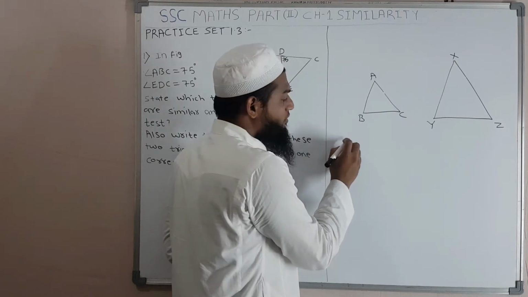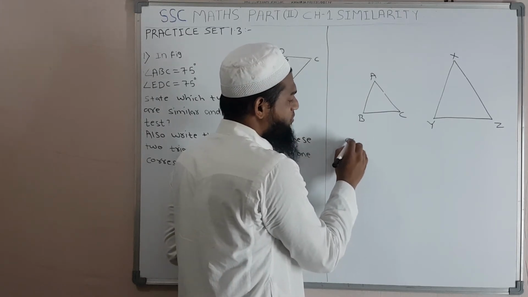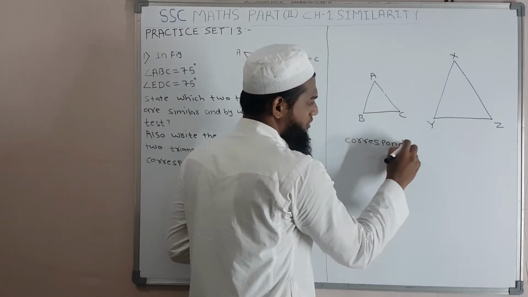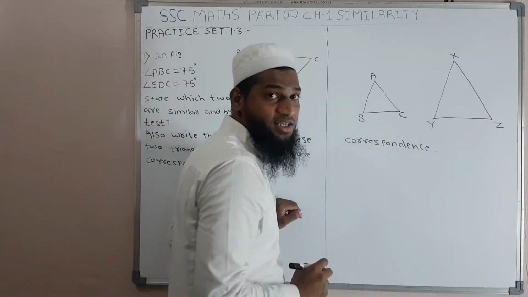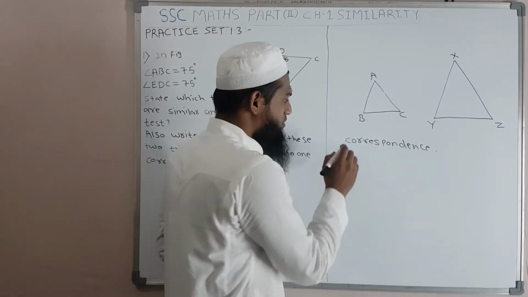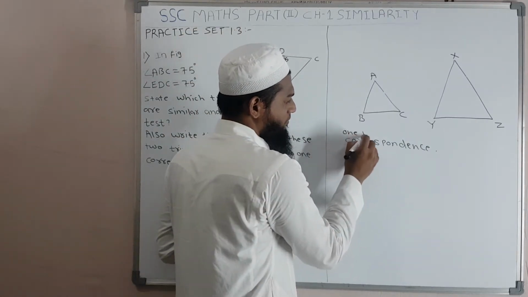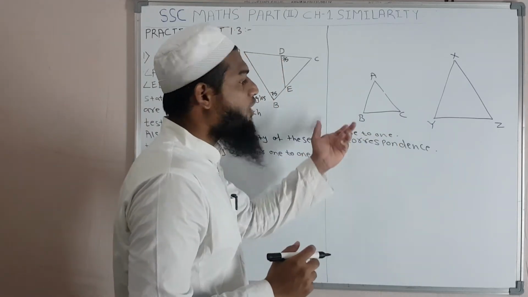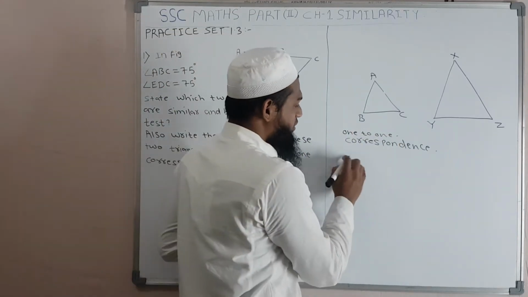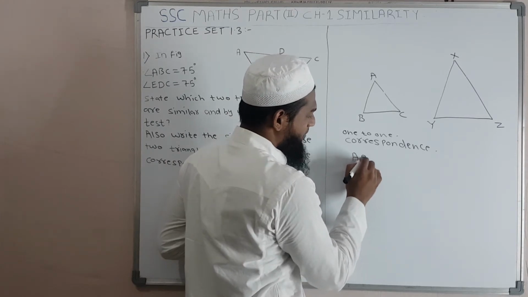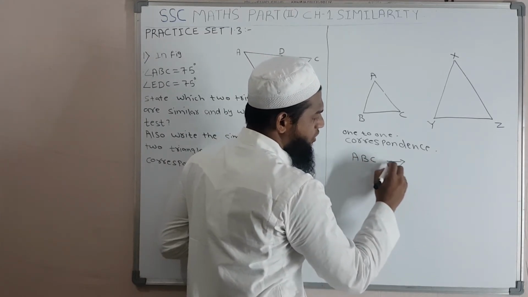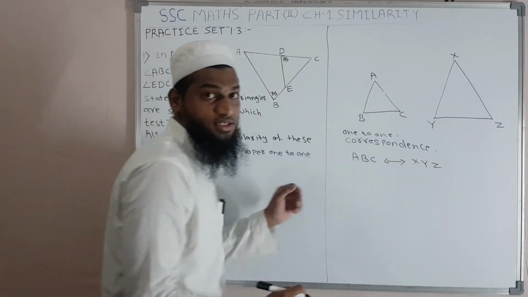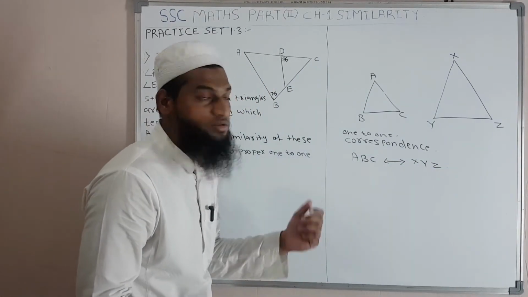So first, what do we have to write? We have to write the correspondence, or we can say the one-to-one correspondence. So how can we write that? First, the name ABC corresponds to XYZ. This is the method of writing correspondence.